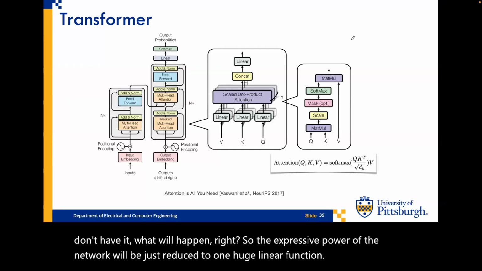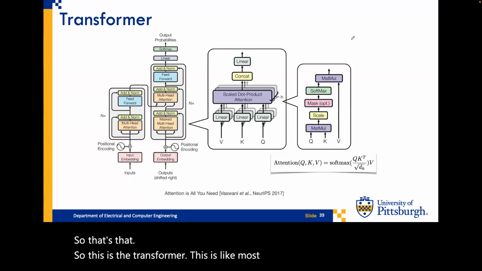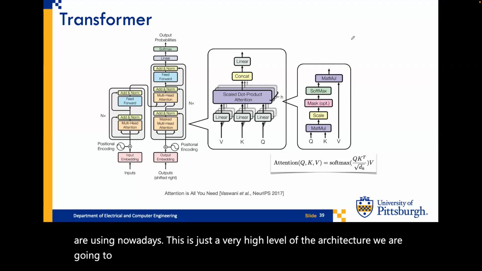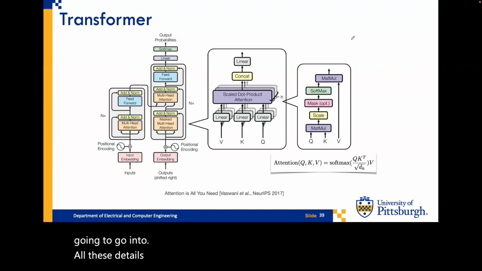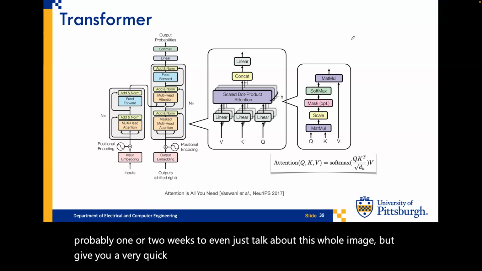So that's that. Oh, so this is the transformer. This is what most of the large language models are using nowadays. This is just a very high-level view of the architecture. We are going to go into all these details of this whole architecture later. We're going to spend probably 1 or 2 weeks to even just talk about this whole image. But I want to give you a very quick high-level overview because ChatGPT and all that, the core is here.